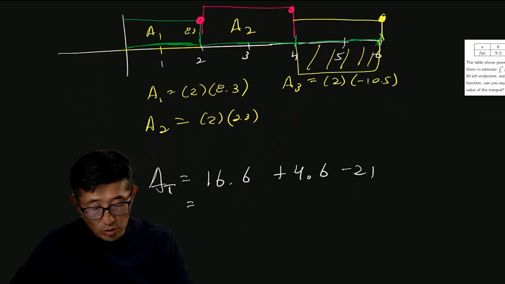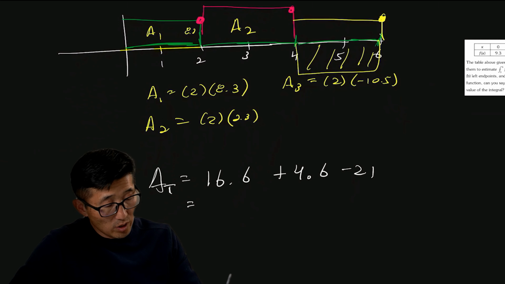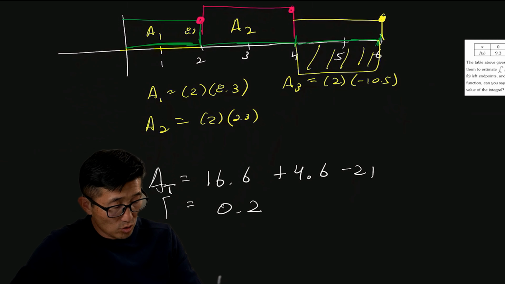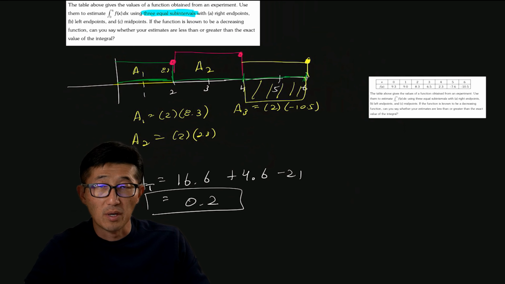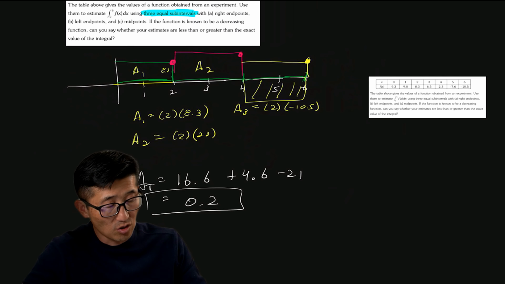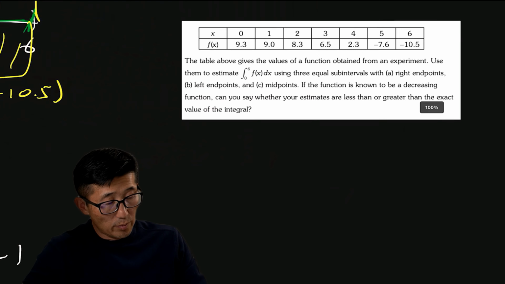Okay, so just add those up together. 16.6 plus 4.6 minus 21, and we get 0.2. Now, obviously, this estimation is really off, but it's just, again, an estimation of the area underneath the curve. Okay, what about on the center?